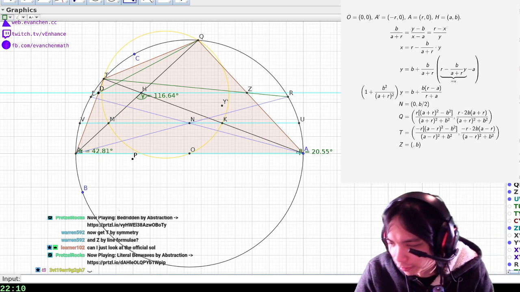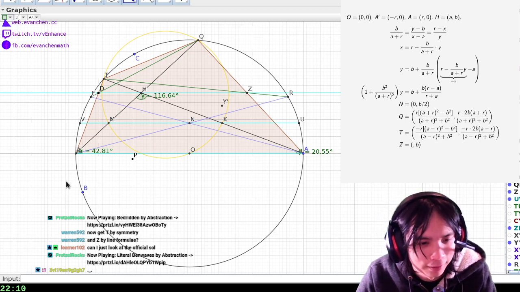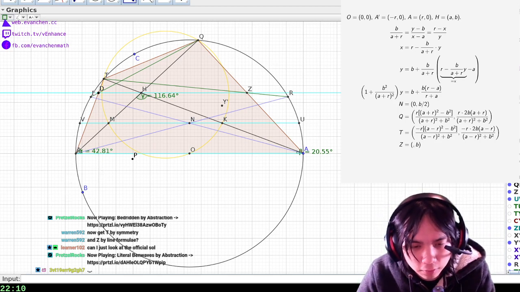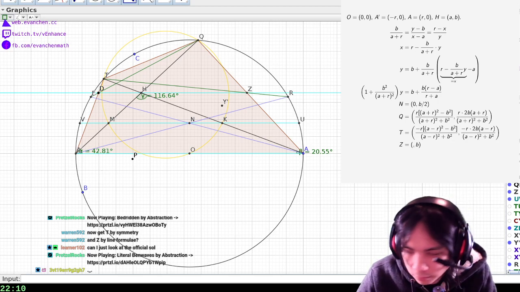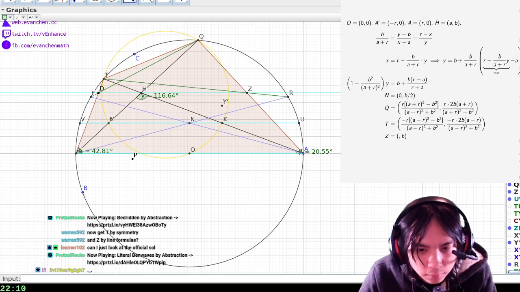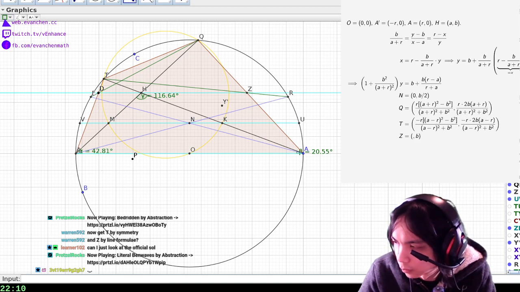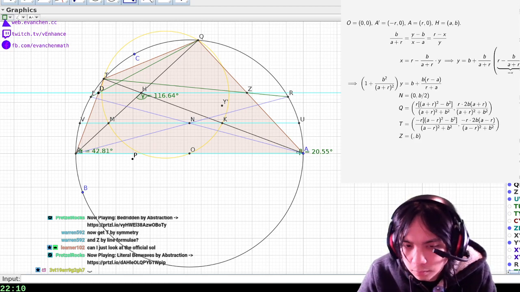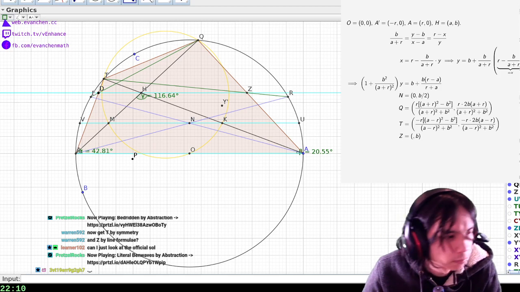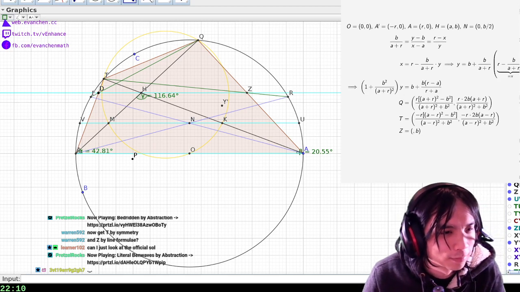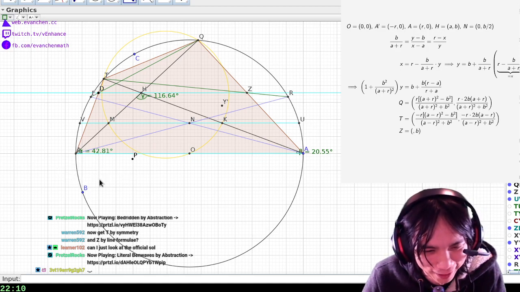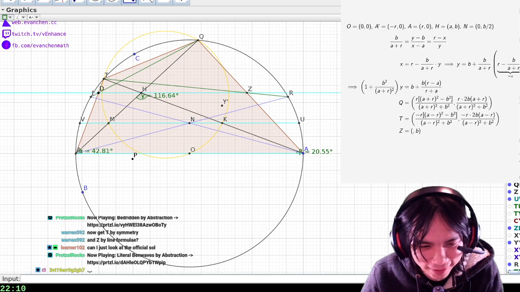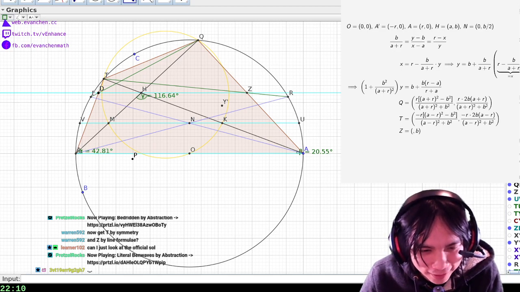What am I doing with my life? Man, chat was so excited when I started doing the coordinate bash, and now they're not excited anymore. Oh, jeez.